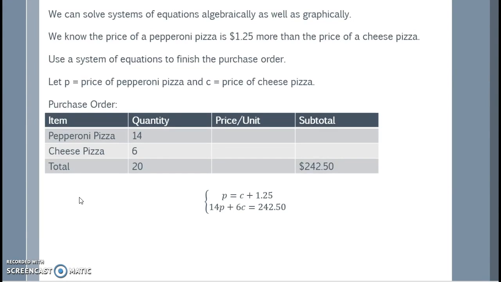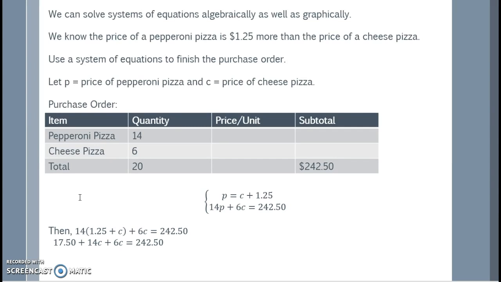So here are some things we know. The price of a pepperoni pizza is whatever the price of a cheese pizza is plus $1.25. We also know that 14 pepperoni pizzas plus the cost of 6 cheese pizzas has to equal $242.50. Since I know what P is, I can put in C plus 1.25 where I see P in the second equation.